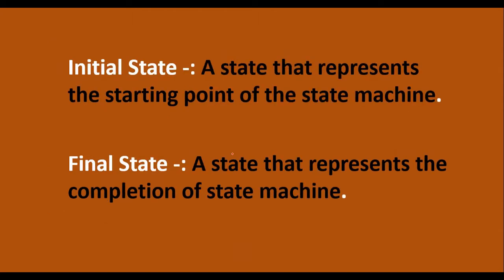And finally, what is the initial state and the final state? The initial state is nothing but the first state after the start button in the state machine workflow, a state that represents the starting point of the state machine. And what is the final state? The final state represents the completion of the state machine. And a point to remember here, the final state doesn't contain any exit point. It only contains an entry point. It doesn't contain an exit point, because it is the final state.